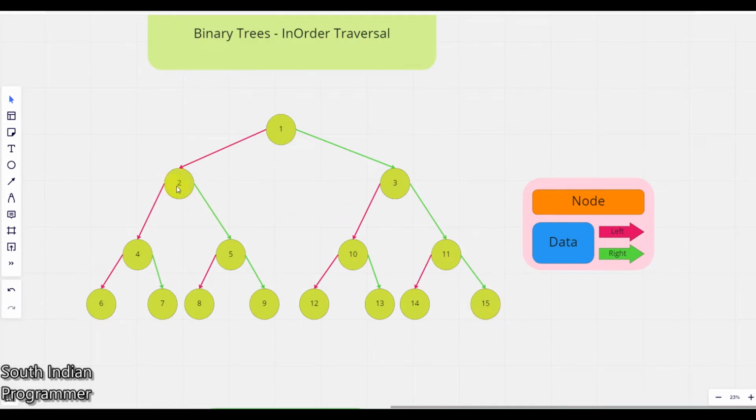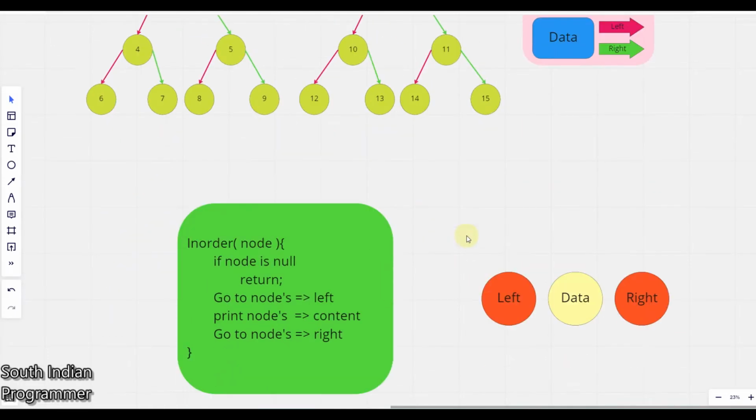The ultimate thing is you are going to access the data. So if the data is between the left and right, so the middle data is there, this is called in-order, which means the data is inside. If it is before, this is pre-order. If it is last, then it is post-order. So this is the way you can easily remember the in-order, pre-order, post-order algorithms.